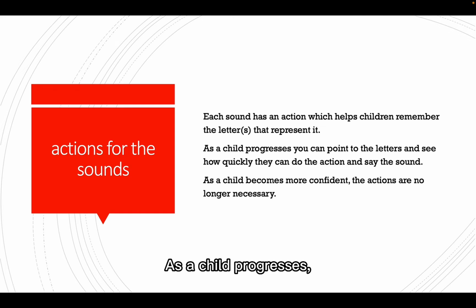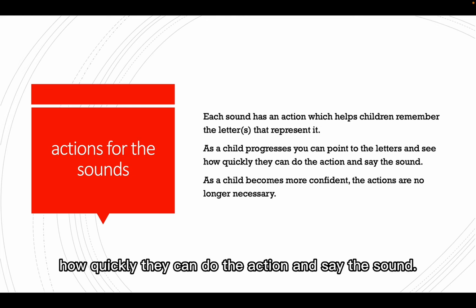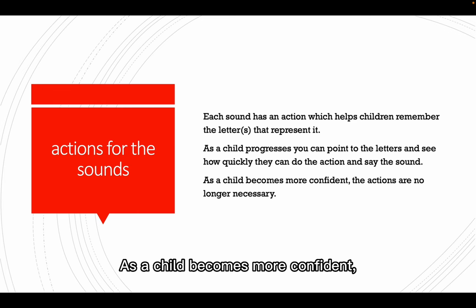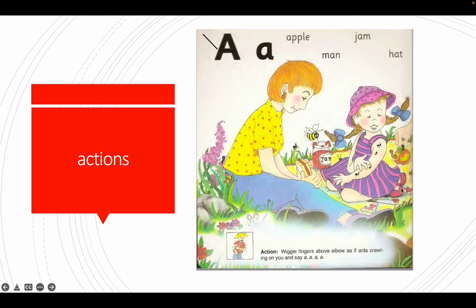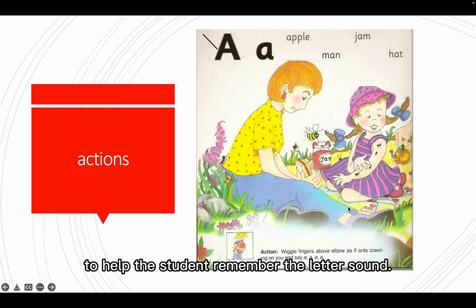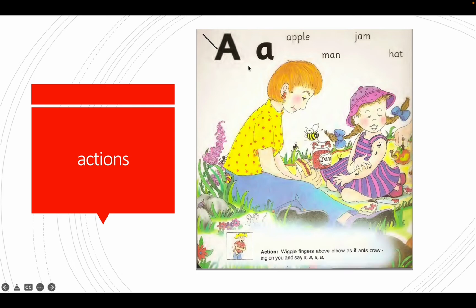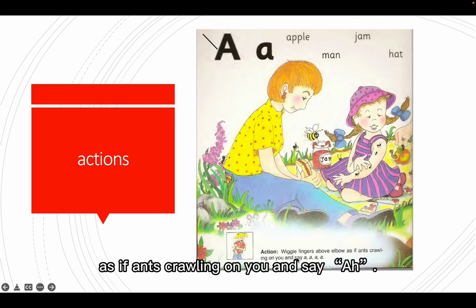As a child progresses, you can point to the letters and see how quickly they can do the action and say the sound. As a child becomes more confident, the actions are no longer necessary. This is an example in the textbook of an action that we could use to help the student remember the letter sound. Now, for the letter sound a, the suggestion is to wiggle fingers above elbow as if ants are crawling on you and say ah.